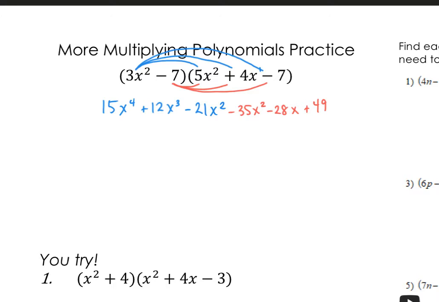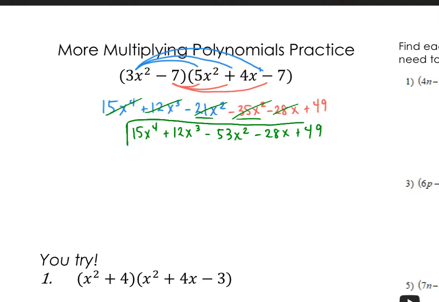So to write it in standard form, I would start with the highest degree exponent. So in looking at all of our terms, the highest exponent is to the 4th power, and there is only one term, so 15x to the 4th. I'm just going to cross it out to keep track of what I've already added. The next one is x cubed, and there's only one x cubed term, so that's going to be plus 12x cubed. And then we're going to add together our x squared terms, so that's negative 21 and negative 35. That's negative 53x squared. And then I have my x term, so minus 28x, and then plus 49.